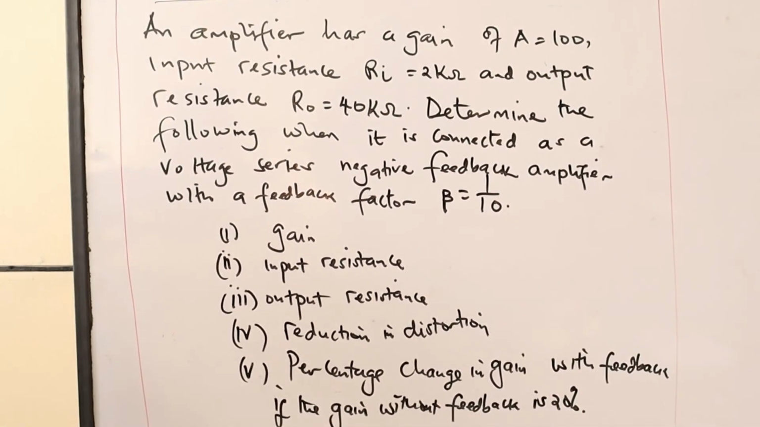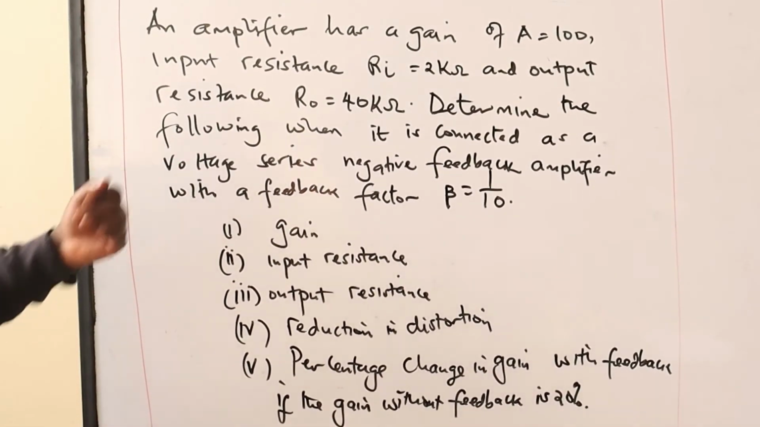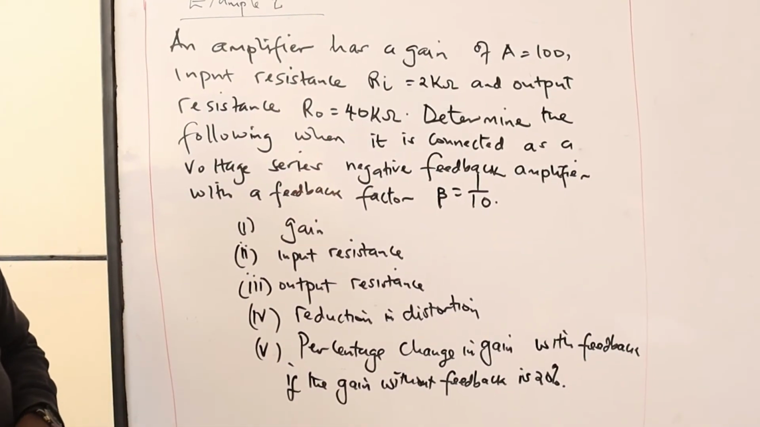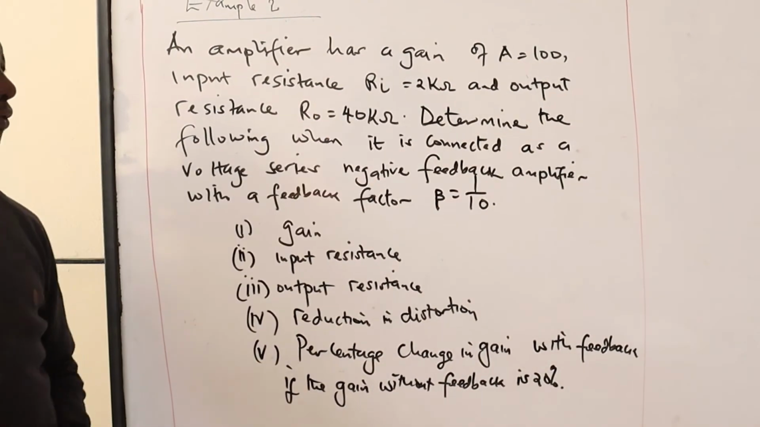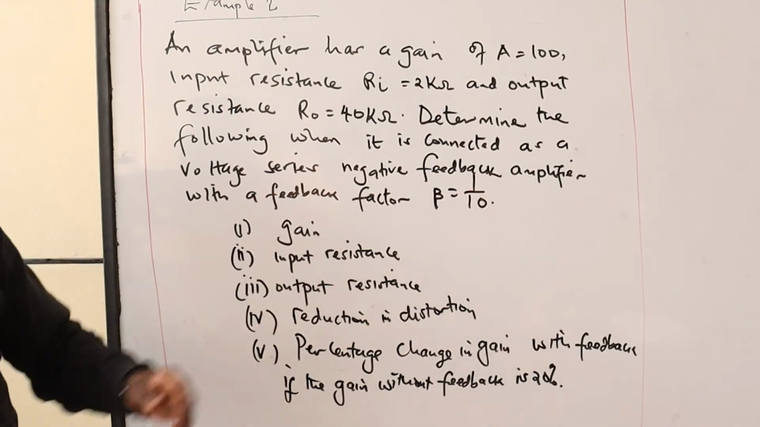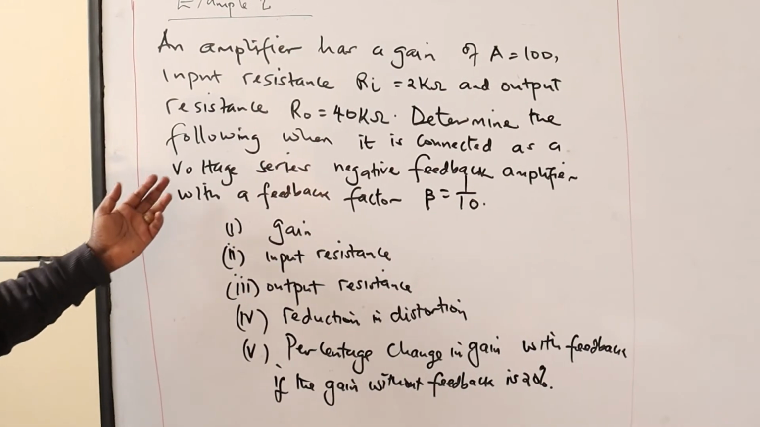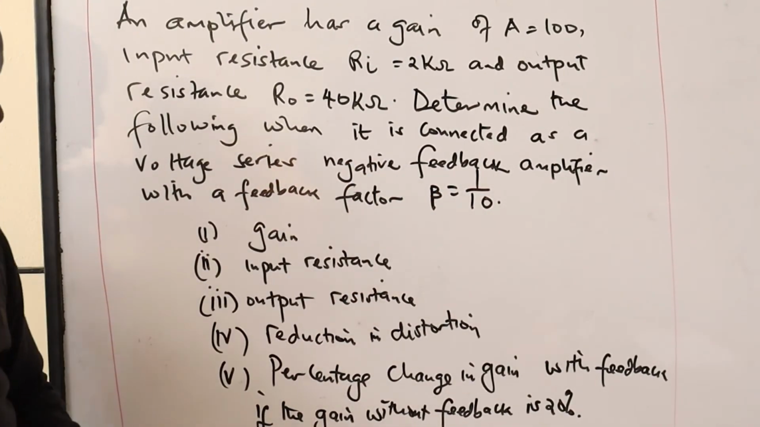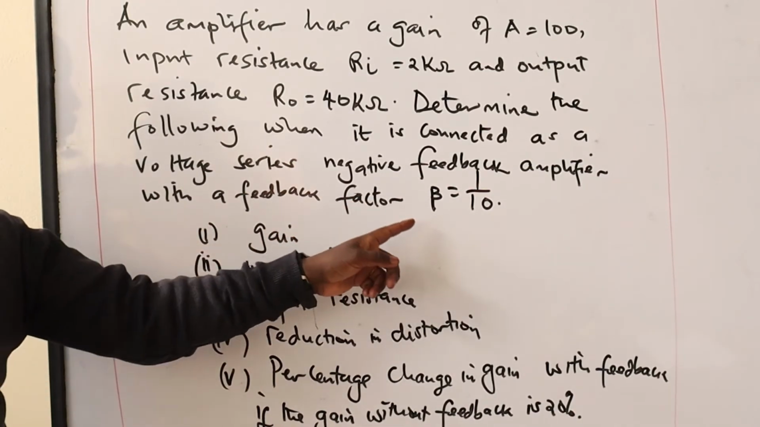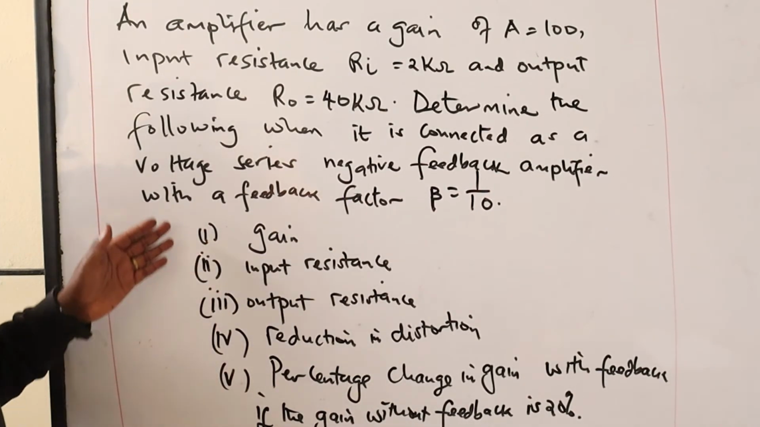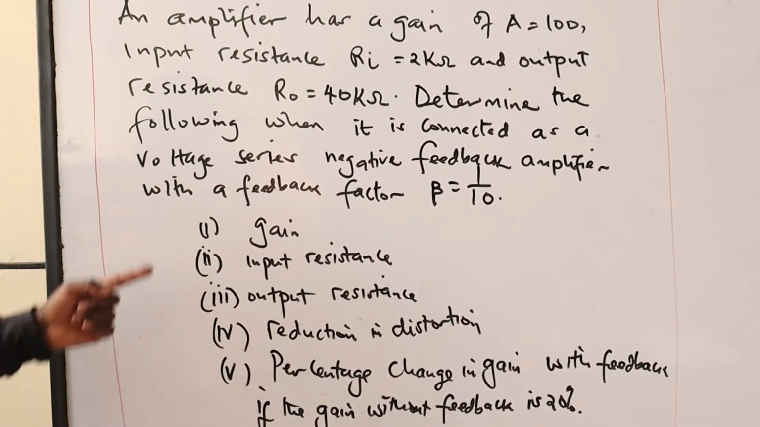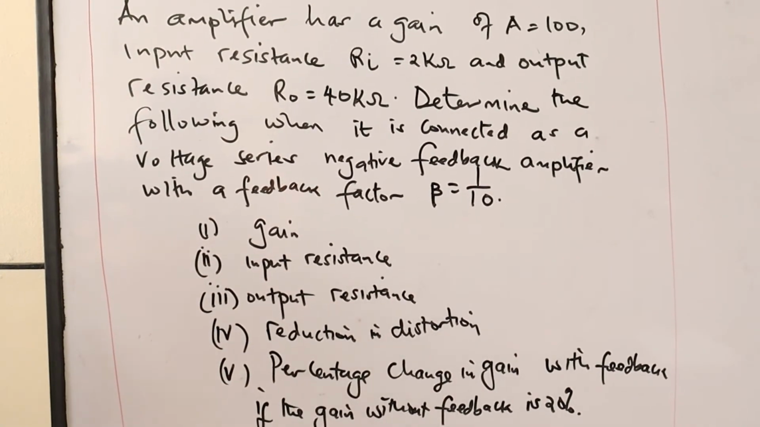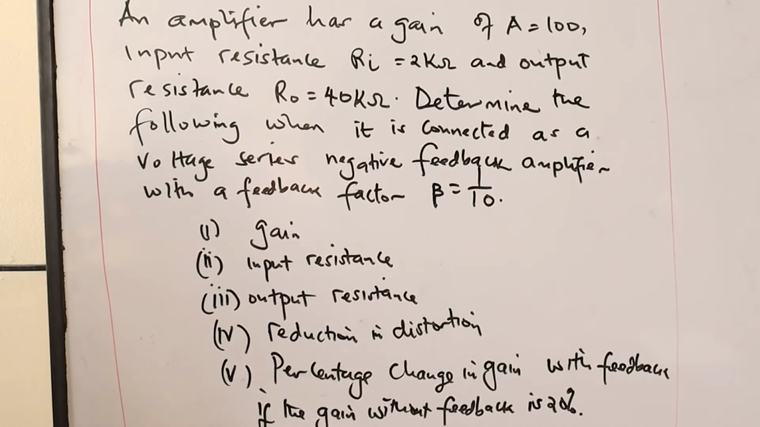So this is another example, and in this example, we have to go through it. This is an amplifier that has a gain of 100, with an input resistance Ri as 2 kilo ohms and output resistance Ro as 40 kilo ohms. We determine the following when it's connected as a voltage series negative feedback amplifier with a feedback factor beta of 1 over 10. First, we're supposed to determine the gain of the amplifier.